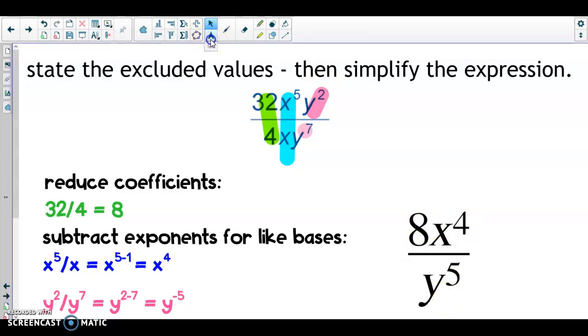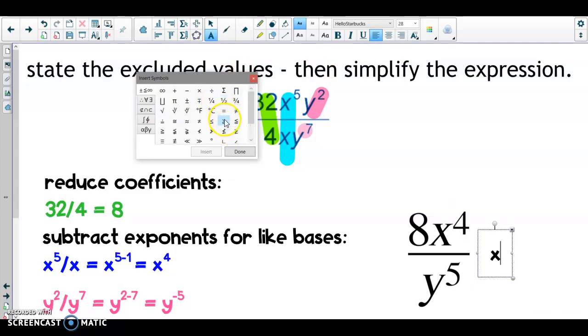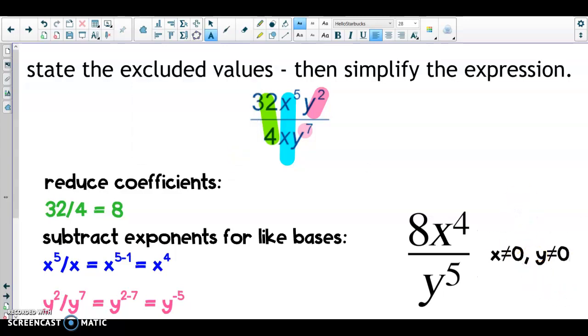And then don't forget to list your conditions, your excluded values. This is only true if x is not equal to 0 and if y is not equal to 0. So let me add that here. There we go. x cannot be 0 and y cannot be 0. So those are our two conditions, our excluded values, and otherwise those two expressions are equal, assuming that x and y are not equal to 0.